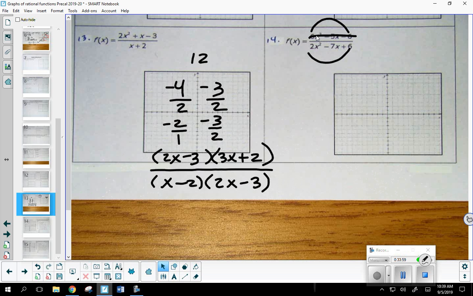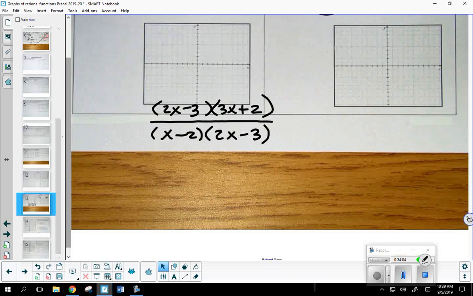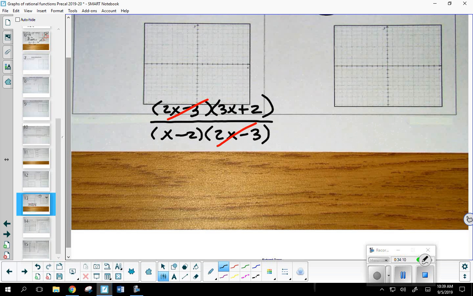Okay. Now, do you notice anything about this guy? The 2x minus 3s, they cancel. So this guy has a what? He has a hole. Now, let's go ahead and find the hole because this one's actually a little different than any other one we've seen so far. Okay. The group that canceled, that's going to tell me where the hole occurs.